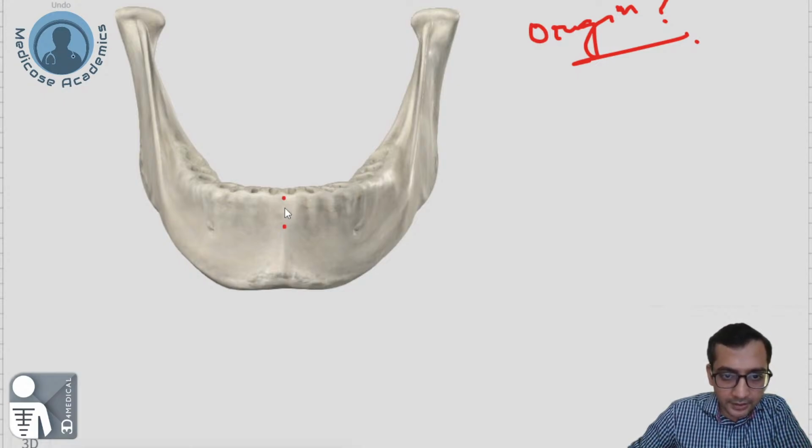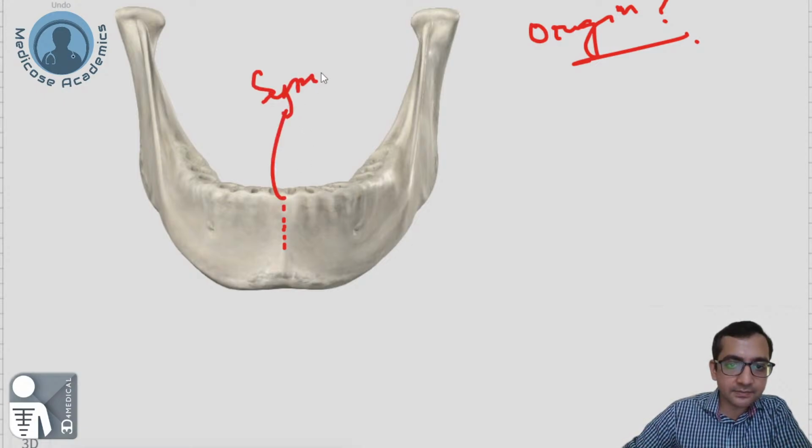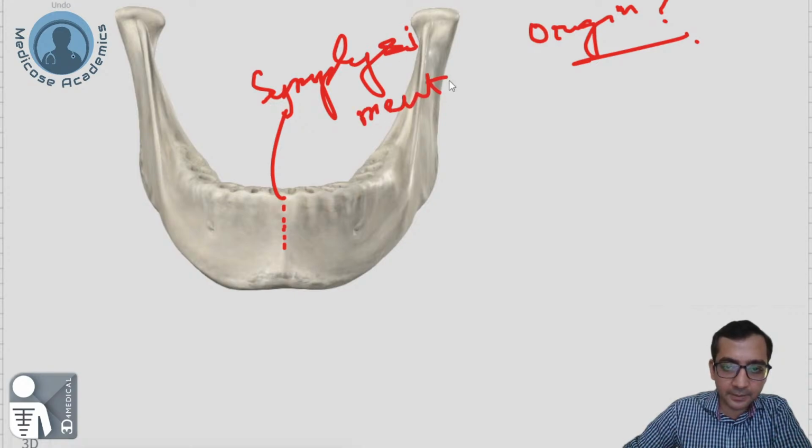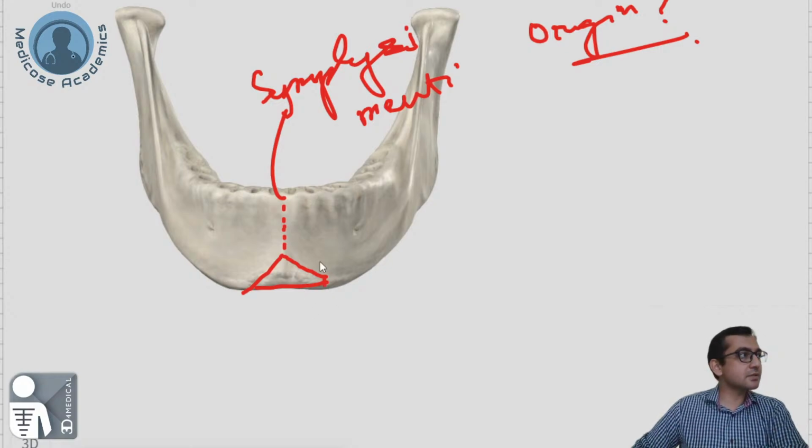The mandible was developed from the two sides and it met in the midline. So here, this point where the two sides met in the midline is called the symphysis. This is called symphysis menti, the symphysis of the mandible. And if you follow them down, there is this triangular raised portion. This is known as the mental protuberance.